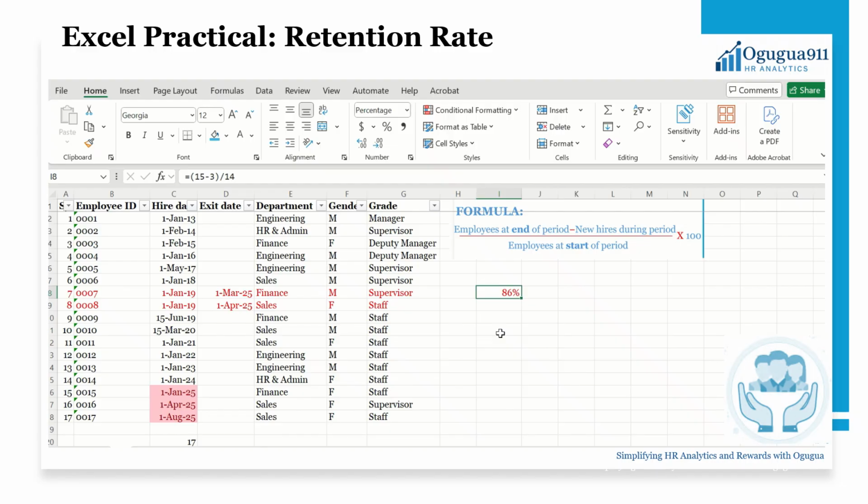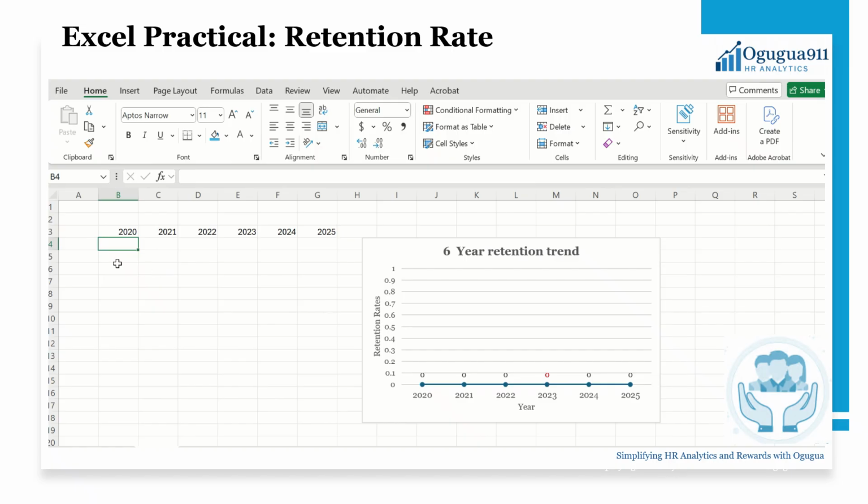So the most important thing for us to know is we need to combine this with our exit data. You use your exit reasons to find patterns: who is leaving, when and why. And you don't just stop here and say, okay, I have my retention rate for 2025 as 86%. You might want to compare it. Are you doing better off or worse off than prior years? So let's check how the retention rates have been for the last 6 years.